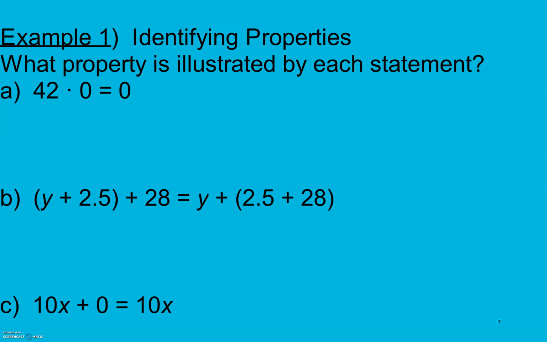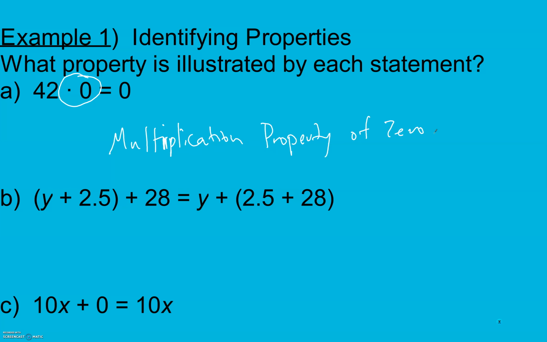So if we look at A, on the left we have 42 and 0, and on the right we have 0. So since they're not the same pieces, it can't be associative or commutative. We also don't go back to the identical thing we started with, so it's not an identity. Here we multiply by 0, so this is going to be our multiplication property of 0, or a zero property of multiplication. You can put that in the other order there if you want.